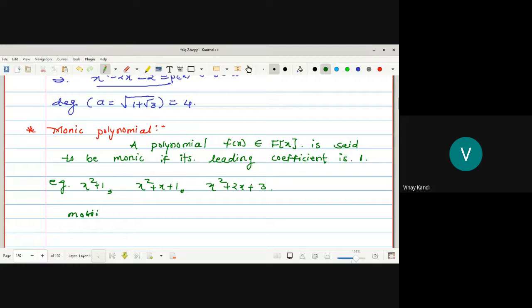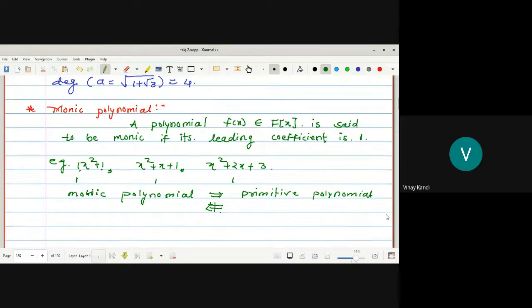Monic polynomial implies primitive polynomial. If it is monic, it implies it is a primitive polynomial. Okay, but the converse need not be true. Here, the GCD of all these coefficients is 1. The GCD is 1 here, 1 here, and 1 here. But a primitive polynomial does not imply a monic polynomial.